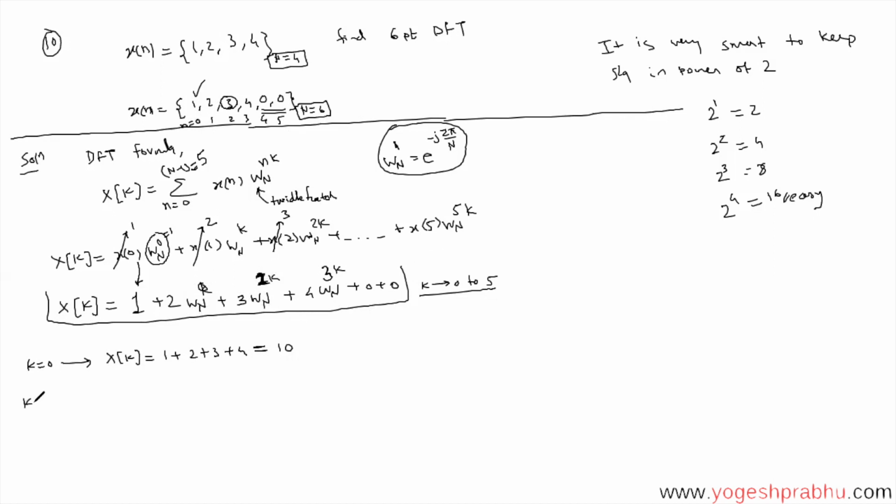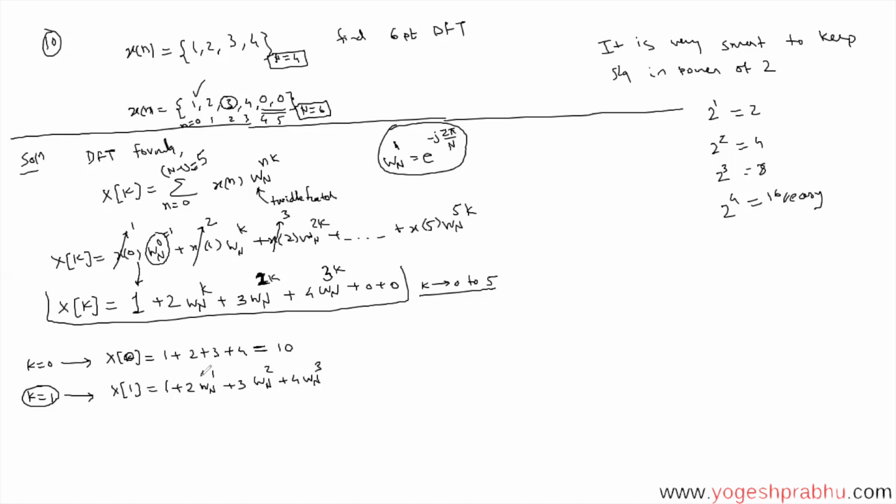Okay. Let's put k equals 1. X of k will become X of 1. This was X of 0. What is X of 1 going to be? I'm sorry, I should have cleared that. One minute. This was k. Okay. Now let's put k equals 1. So you'll get, this was X of 0. This is X of 1. X of 1 is going to be 1 plus 2 W_N to the 1. Now k is 1, right? Yeah. Then 3 W_N to the 2 and 4 W_N to the 3.